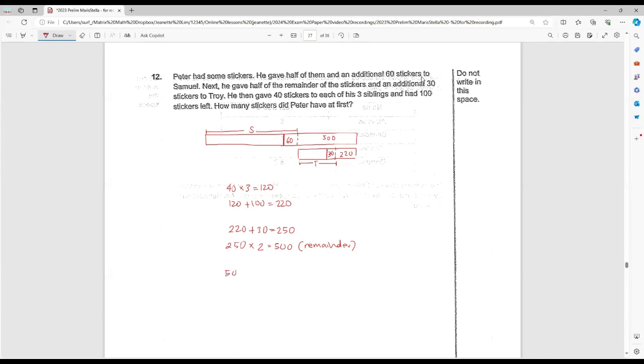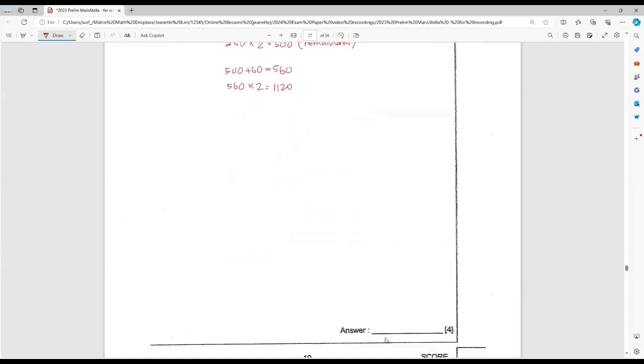Half of the total, 500 plus 60. Total, 560 times 2. So total at first is 1,120.